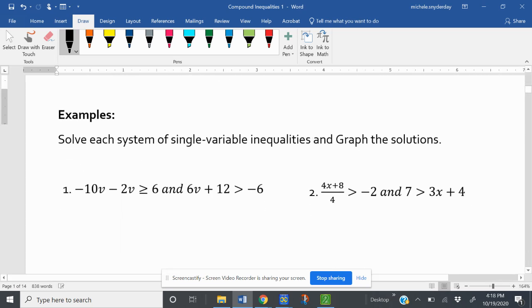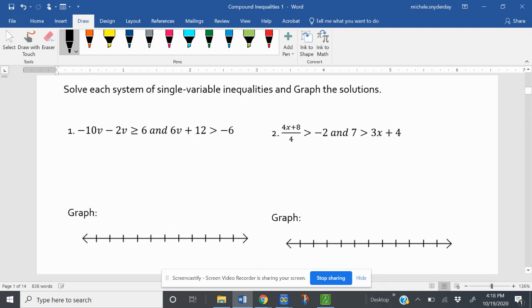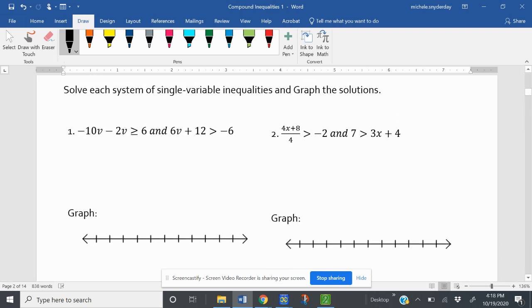More examples. All right. Both of these are written separately, so we can just start to solve them.